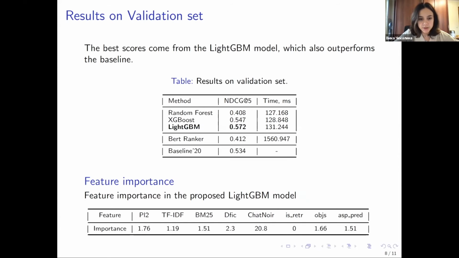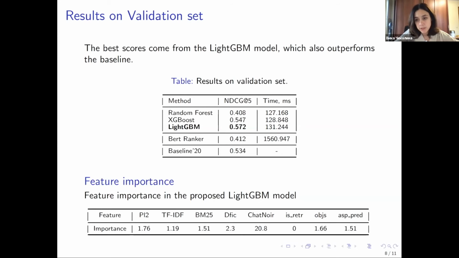This table presents the result, and according to this table, the best result comes from the LightGBM model. XGBoost has a lower score. The baseline from the previous year has a score lower than XGBoost. Random Forest has a score of 0.48, and BERT has a score of 0.412.